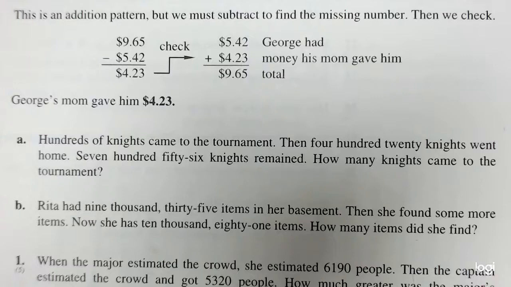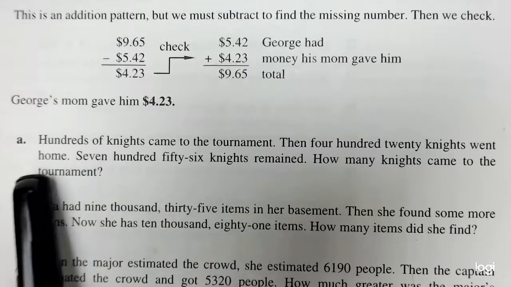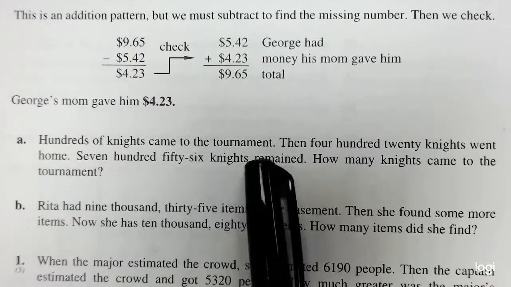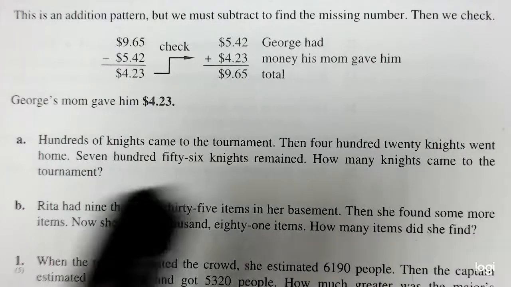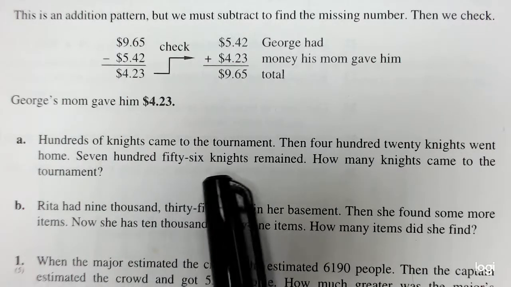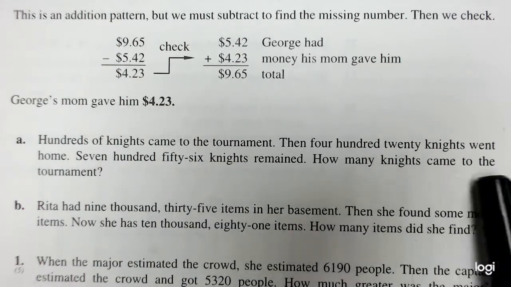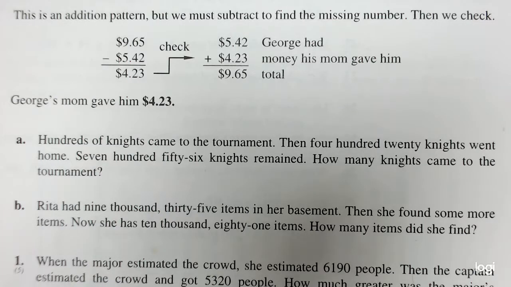Okay, so in practice A, we have: hundreds of knights came to the tournament, then 420 knights went home. 756 knights remained. How many knights came to the tournament? Now, if you read all of this at once, that sounds like a lot of knights. There are a couple of numbers going on in there, and you may not know what to do. So take word problems in bite-sized increments. Let's start with the first one.